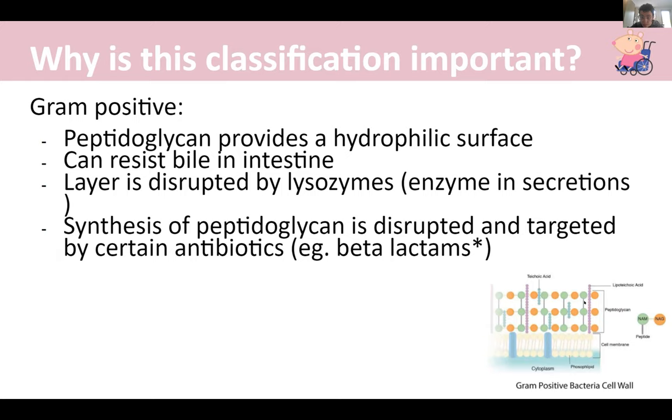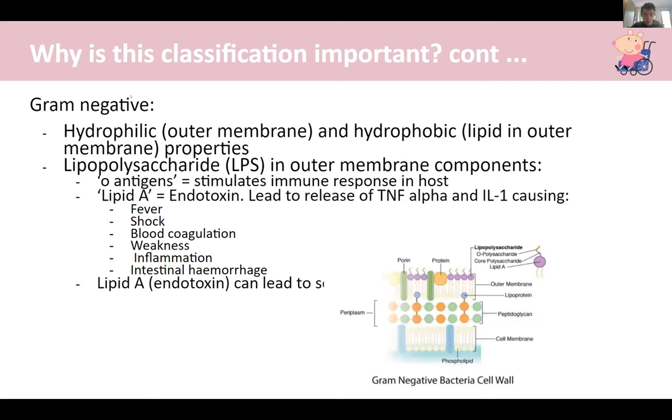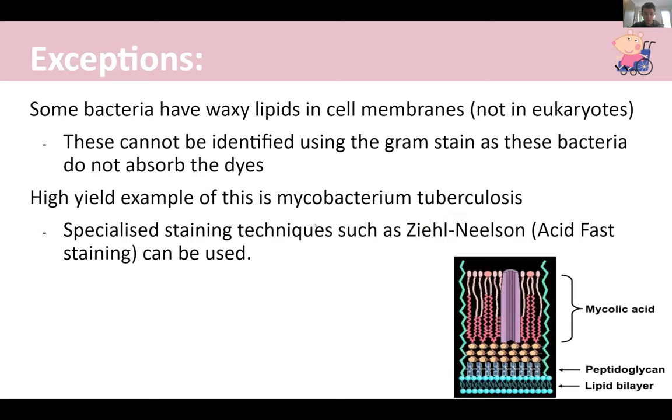Perhaps even more important, gram-negative. It has a hydrophilic outer membrane, hydrophobic inner membrane. LPS can contribute to, essentially, you don't need to know this, fever, shock, blood coagulation, weakness, inflammation, hemorrhage, horrible stuff. Gram-negative can lead to septic shock. There are some exceptions which are quite high yield.